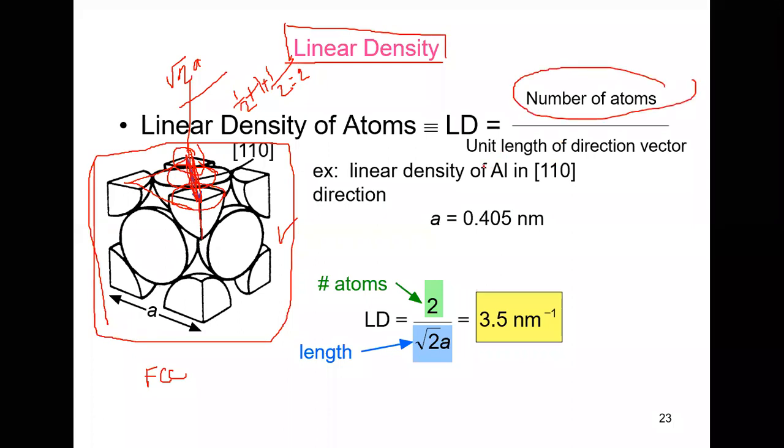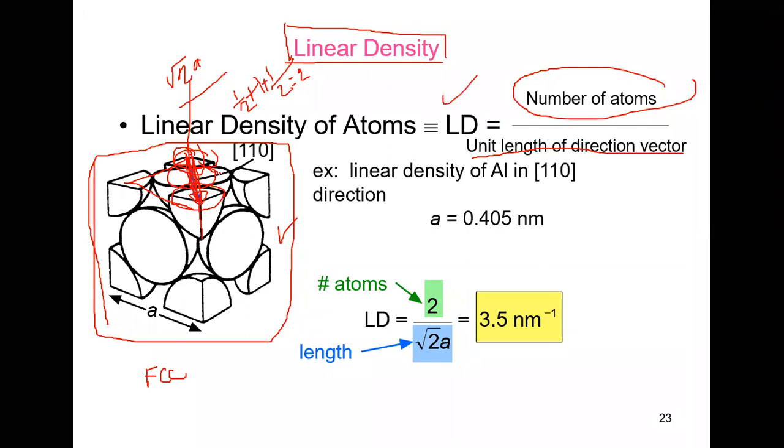So linear density of atom is defined as the number of atoms divided by the unit length of direction vector. This is called the crystal direction as well, which we are going to study later on. So you don't need to worry about this thing. So what will you do? You will find out the length of the line and how many atoms are situated along that line. You will calculate. So number of atoms divided by the unit length is called linear density of atom.